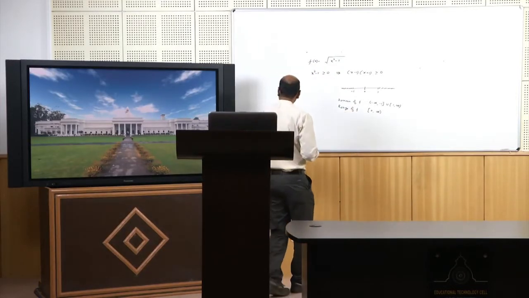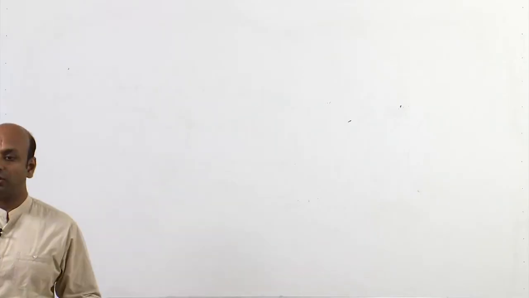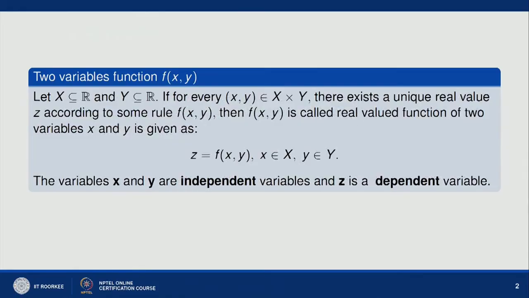Now, we come to several variable functions, that is, functions of 2 or more than 2 variables. First is the 2 variable function f(x,y). Let X be a subset of R and Y be a subset of R. If for every (x,y) belonging to X cross Y, there exists a unique real number z according to some rule f(x,y), then f(x,y) is called a real valued function of 2 variables x and y.